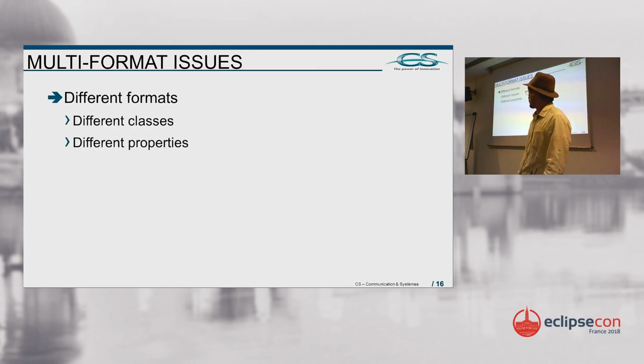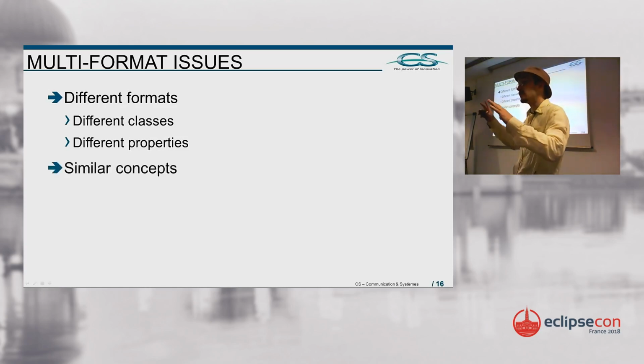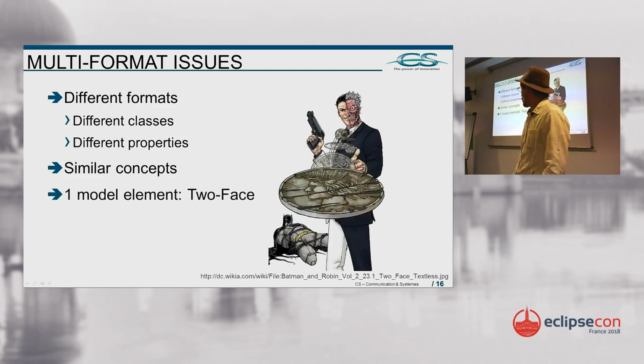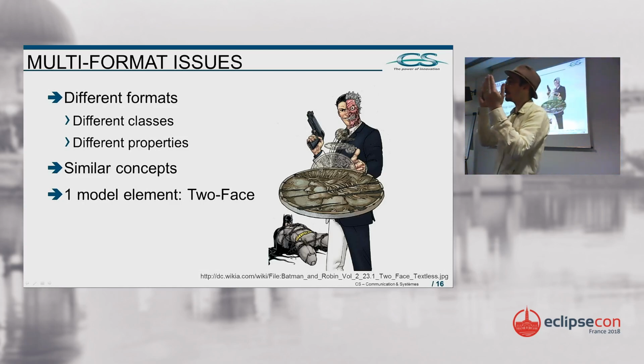For multi-format issues, we have different formats. Each of these formats has specific classes with their own properties. So we have different properties, different classes, and we have similar concepts in these formats. So we want to map these formats, these concepts, with the domain-specific properties. So for one model element, we want 2 faces. So we want a model element to have the XTCE face and at the same time the XIF face and the CADS face. So we want to look at a model element and say, OK, I see it this way or this other way.